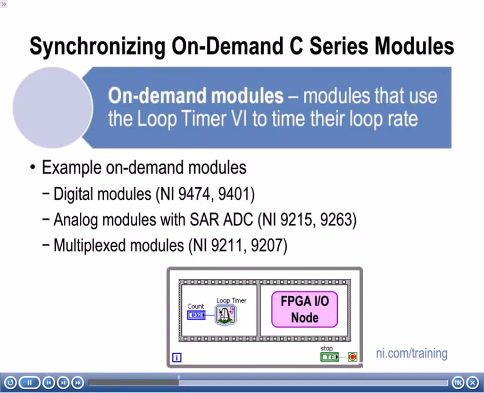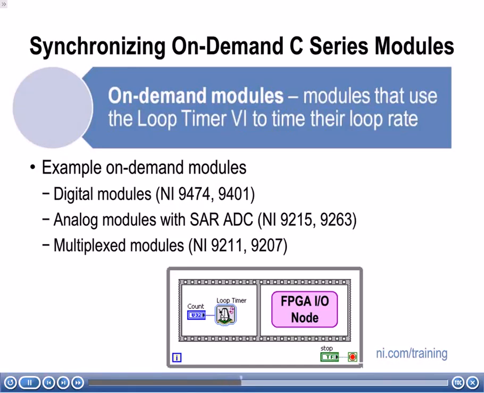Okay, so first, let's talk about synchronizing on-demand C-series modules. The way that we're defining an on-demand module in this slide is modules that use the Loop Timer VI to time their loop rate. On the slide, you see some examples of on-demand modules. For example, digital modules are going to be on-demand modules. Also, analog modules with a SAR, which stands for Successive Approximation Register, ADC, which stands for Analog to Digital Converter.